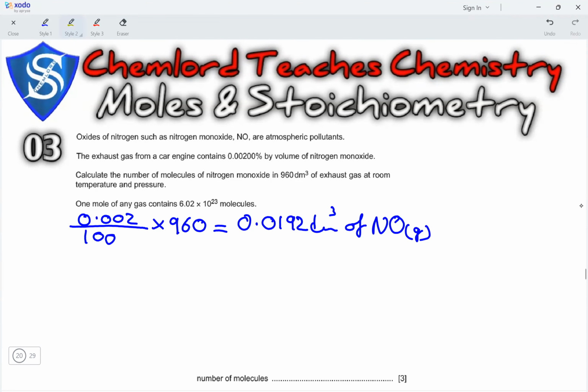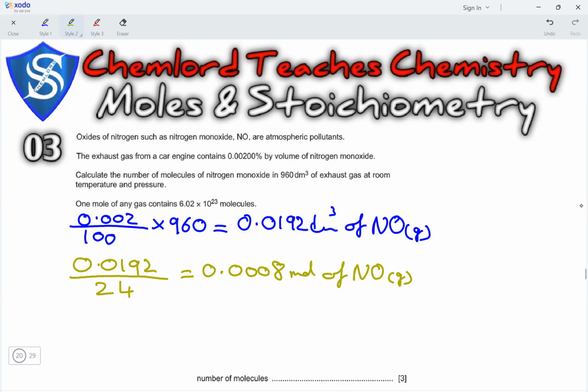Next, we would calculate the number of moles of NO present in this volume of the gas. So that would be 0.0192 dm³ divided by 24 dm³, which is the volume of 1 mole of any gas at RTP. And this would give us 0.0008 moles of NO gas to be present in the exhaust gas.